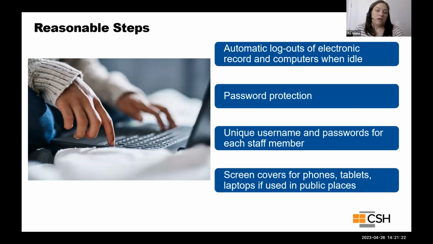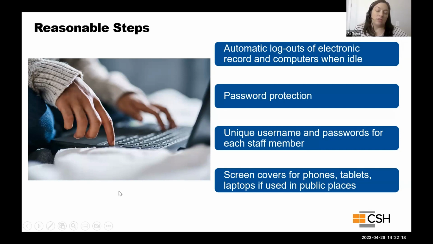Some of the reasonable steps you're going to want to look at are automatic logouts of electronic records and computers, and passwords on everything, including passwords within a software program. You might have some information stored in areas of the software that is accessible to everybody in the agency, and other information that is only accessible to you, with different checkpoints to add your password. Check with your client record storage software to make sure it's HIPAA compliant, and that would be part of what you might want to ask about.